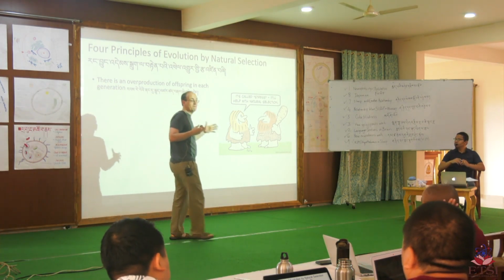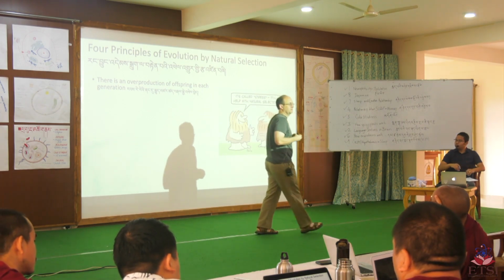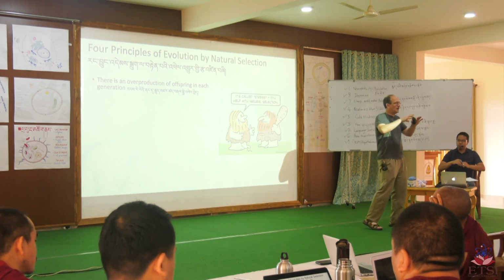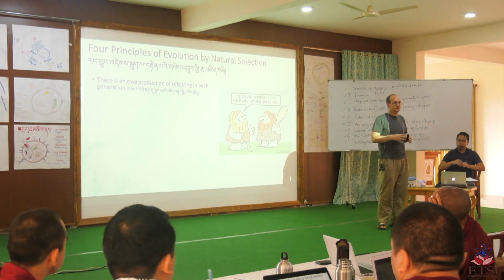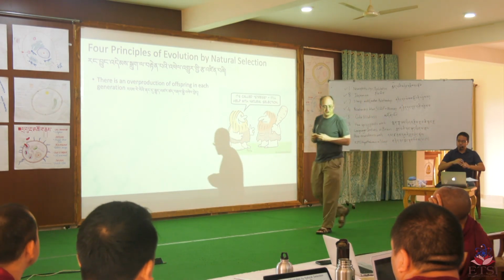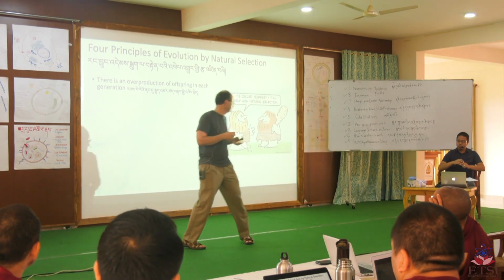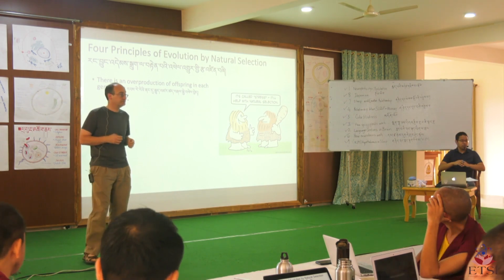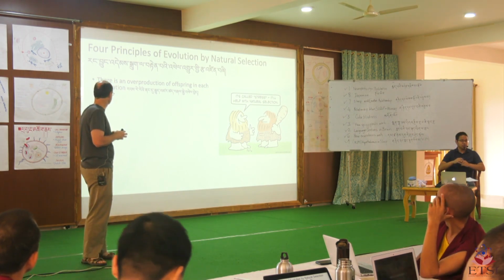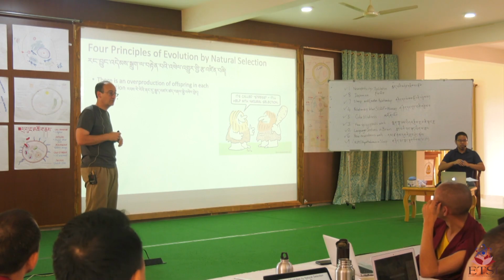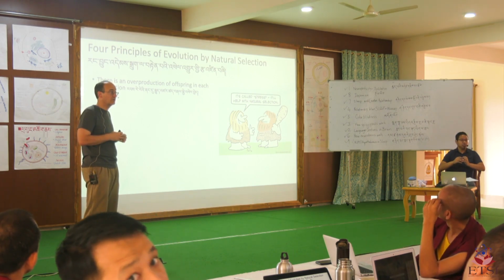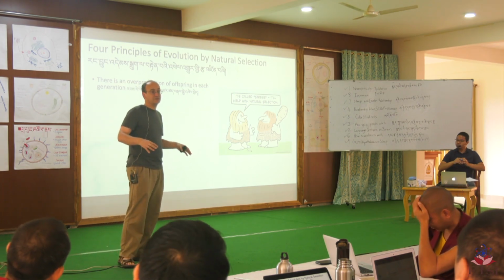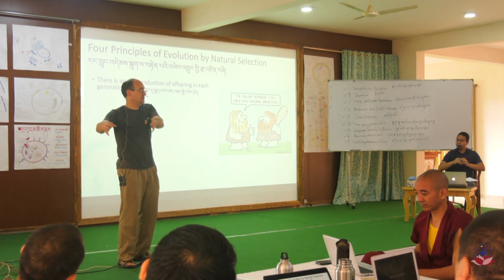So remember natural selection from biology. You've got lots of organisms, individuals in a population. So there are more individuals than you need to keep the species going.